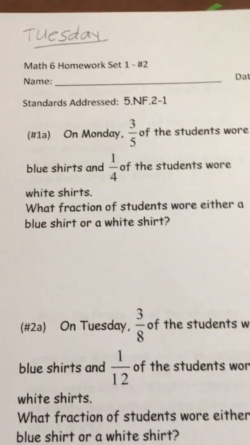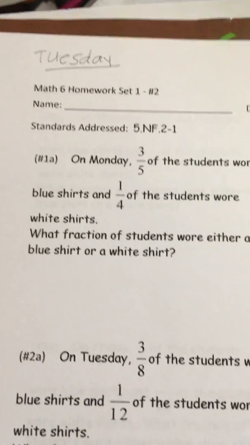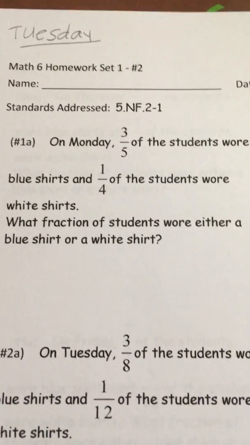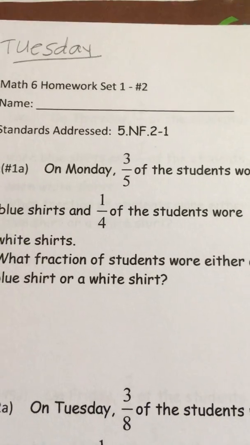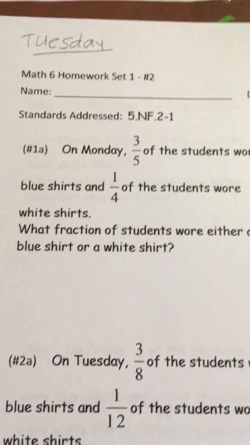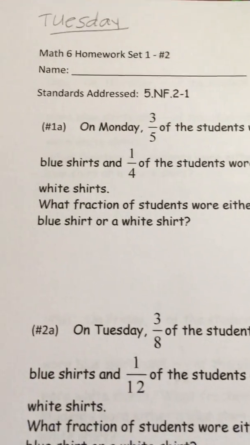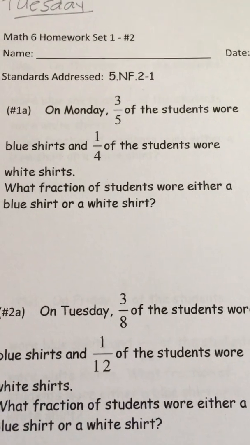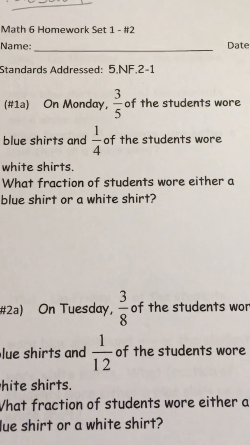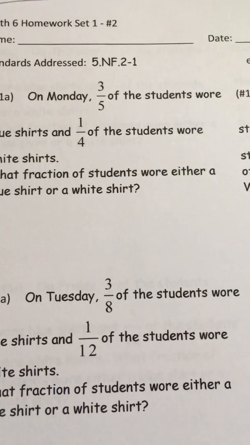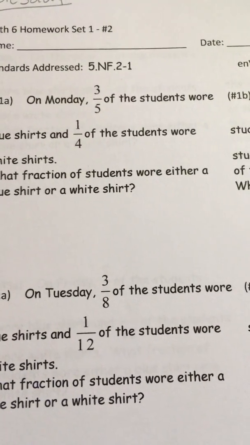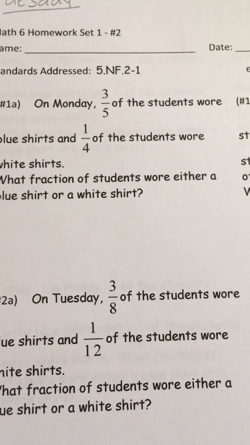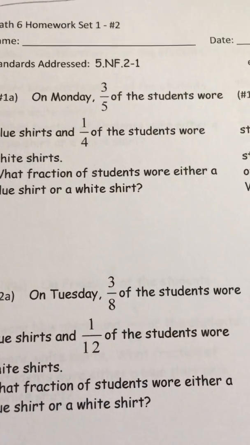Tonight I will be modeling a problem from Tuesday night homework, and it is set 1, number 2. It reads, on Monday, 3/5 of the students wore blue shirts and 1/4 of the students wore white shirts. What fraction of students wore either a blue shirt or a white shirt?